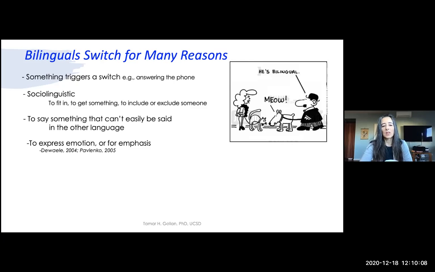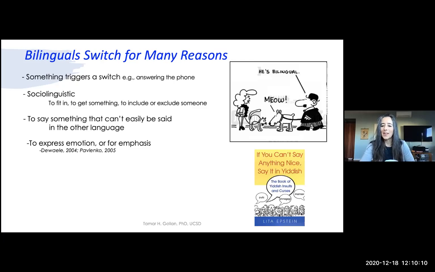There's some recent really cool research. Oh, there we go. If you can't say anything nice, say it in Yiddish.